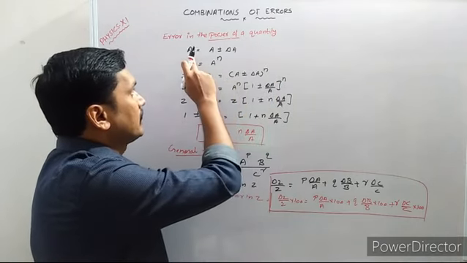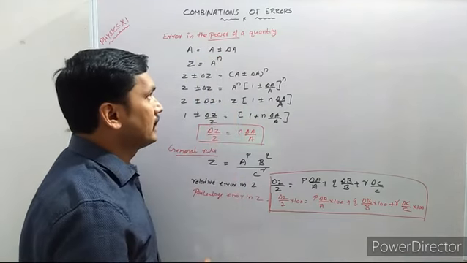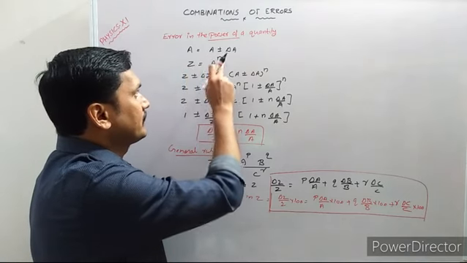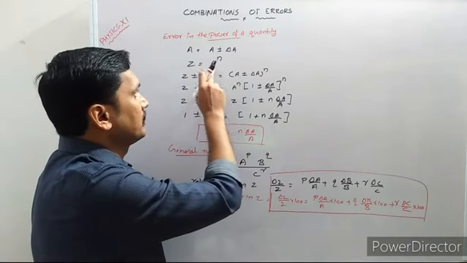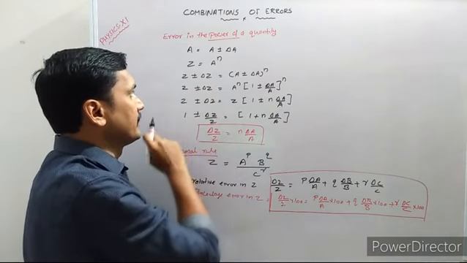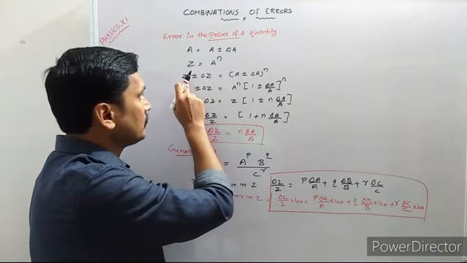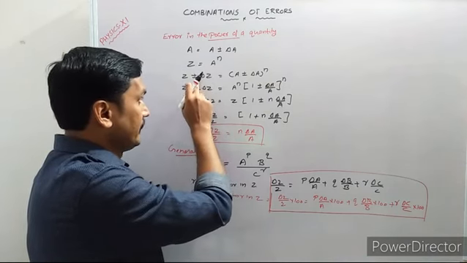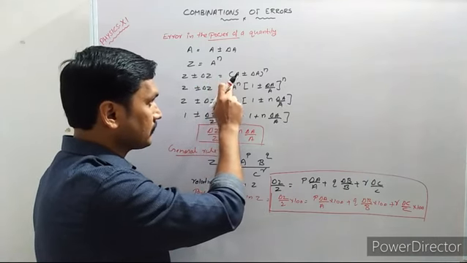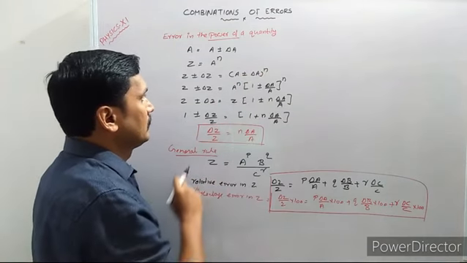We measure a physical quantity A and write A equal to A plus or minus delta A. And we are finding Z as the nth power of A. Z is equal to A raised to n. You have to calculate what is the error in Z. So the maximum error in Z, we write Z plus or minus delta Z, is equal to A plus or minus delta A whole raised to n.